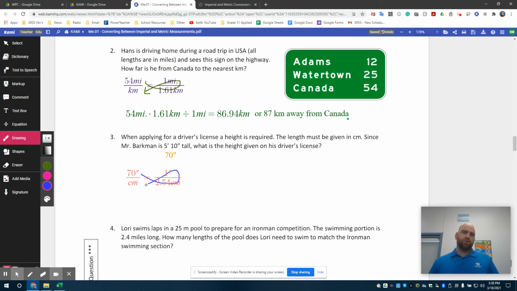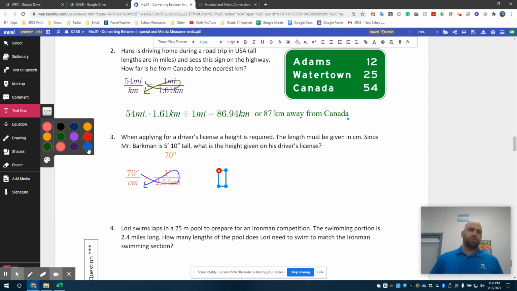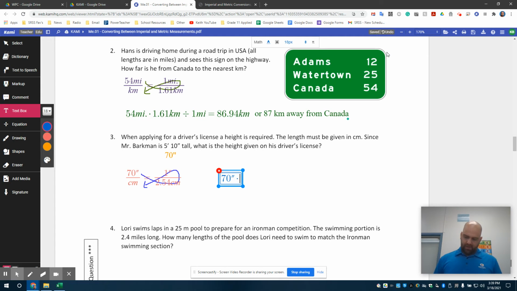Okay, so again, cross multiply and divide. And now we do our conversion here. So 70 inches times 2.54 centimeters divided by 1 inch equals 70 times 2.54 is 177.8 centimeters.